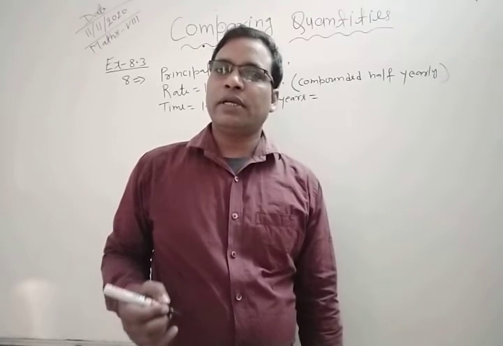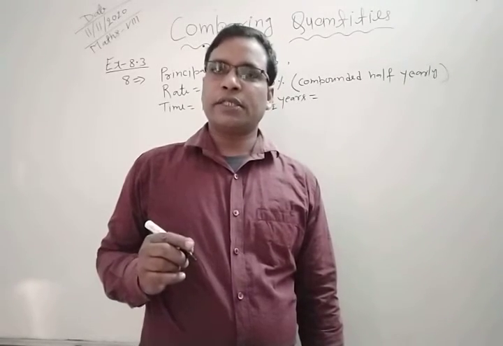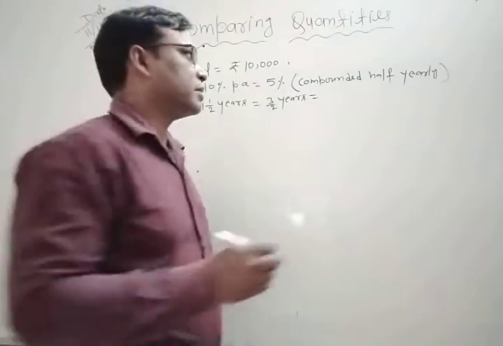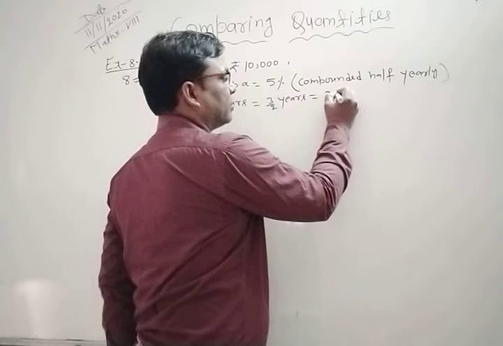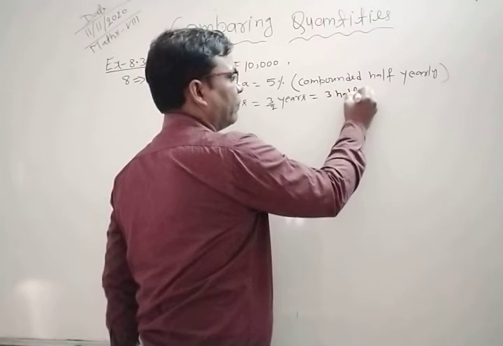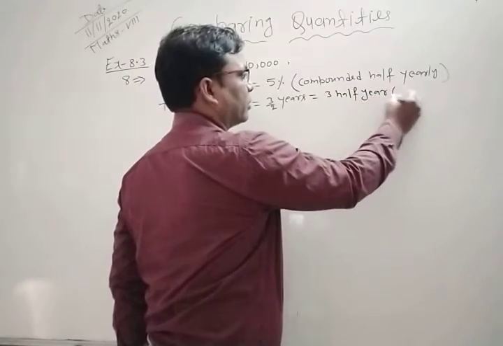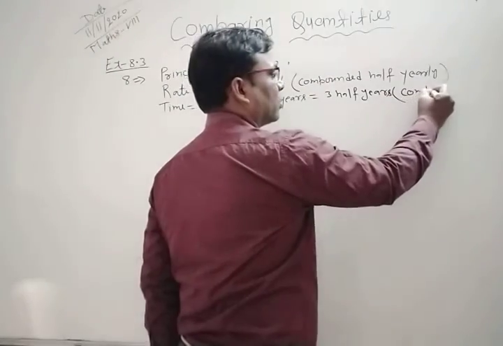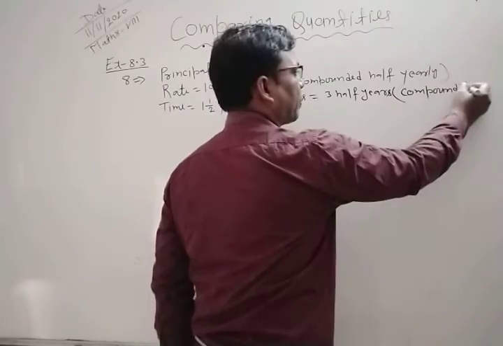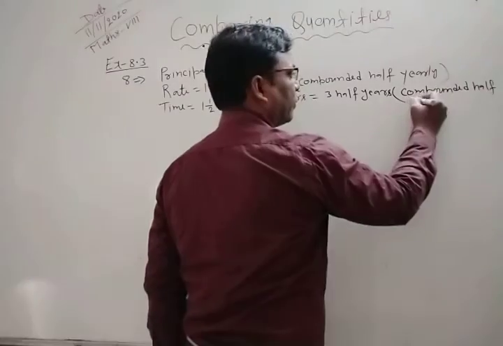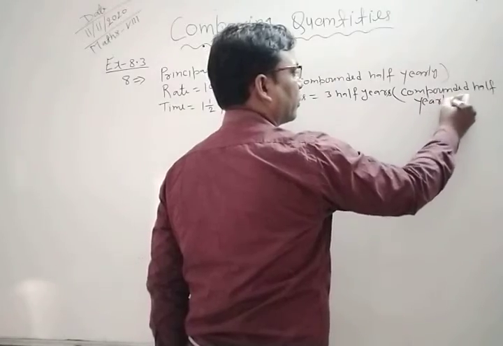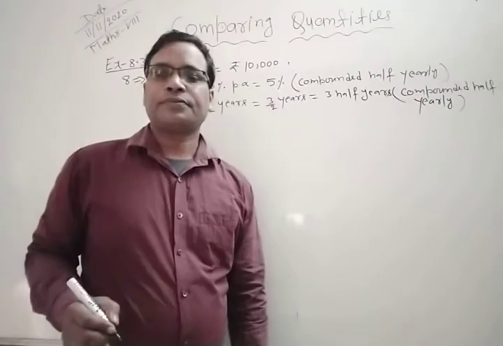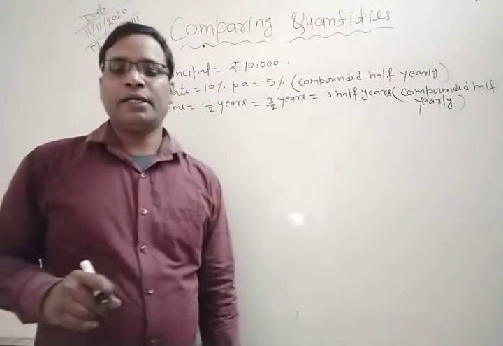Okay, you know very well, 1 year has 2 half years. So this 1.5 years means 3 half years. Okay, so you can write here 3 half years, compounded half yearly. Clear? So in this question, first we find the amount.